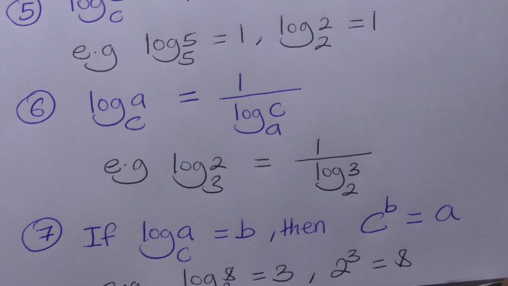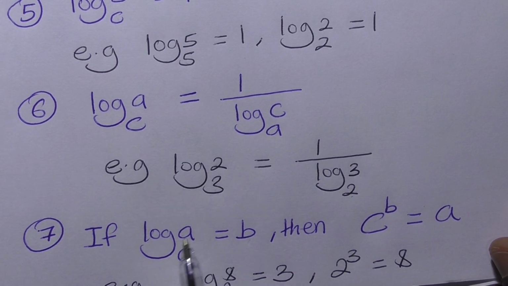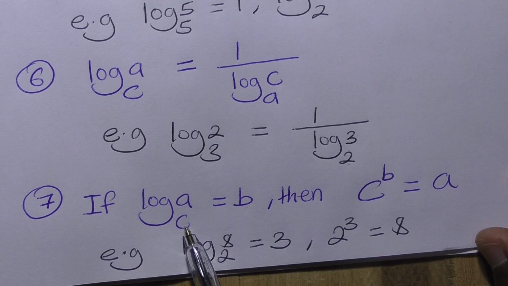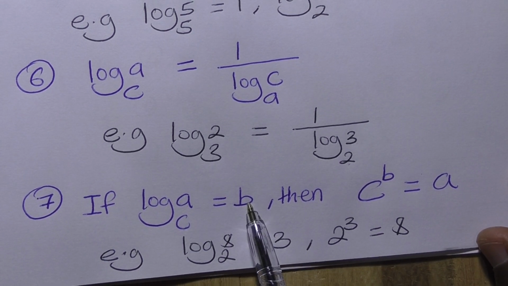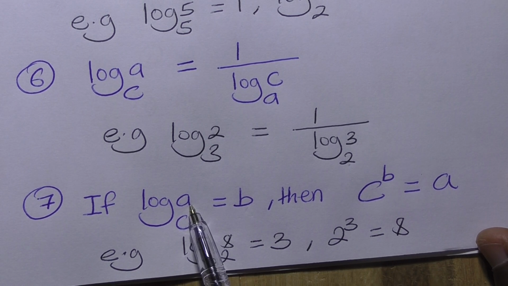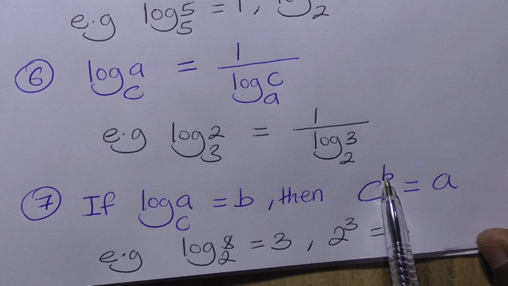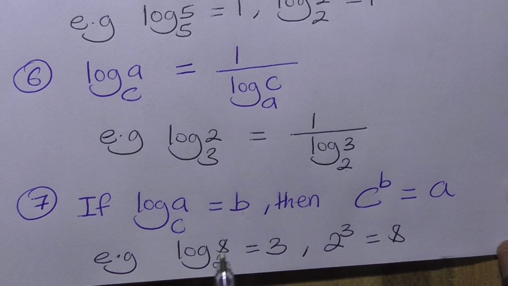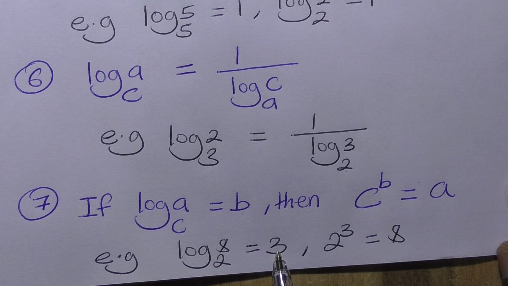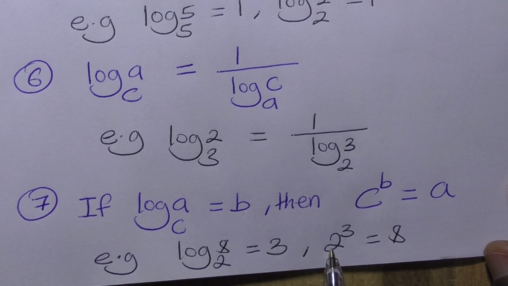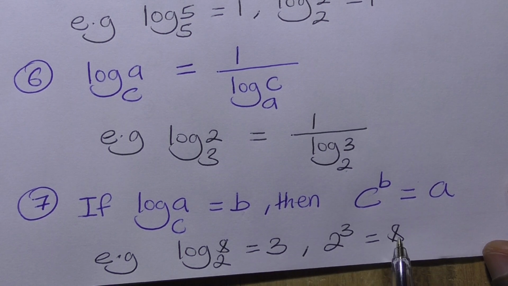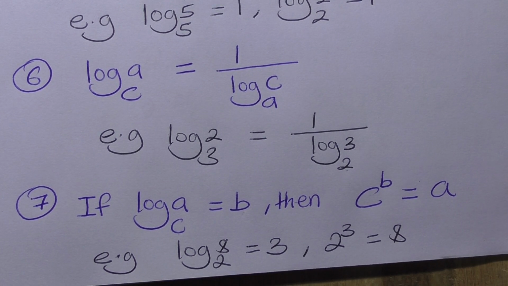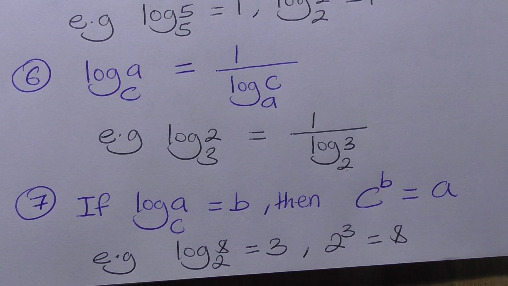Number 7, if we have log c power a equaling b, then c, which is our base, to the power of the answer gives us the power of the logarithm. That is to say, c power b equals a. For instance, we have log 2 power 8 giving us 3. That means that 2 power 3 gives us 8. That is how we can find the unknown in case our question is in that form.